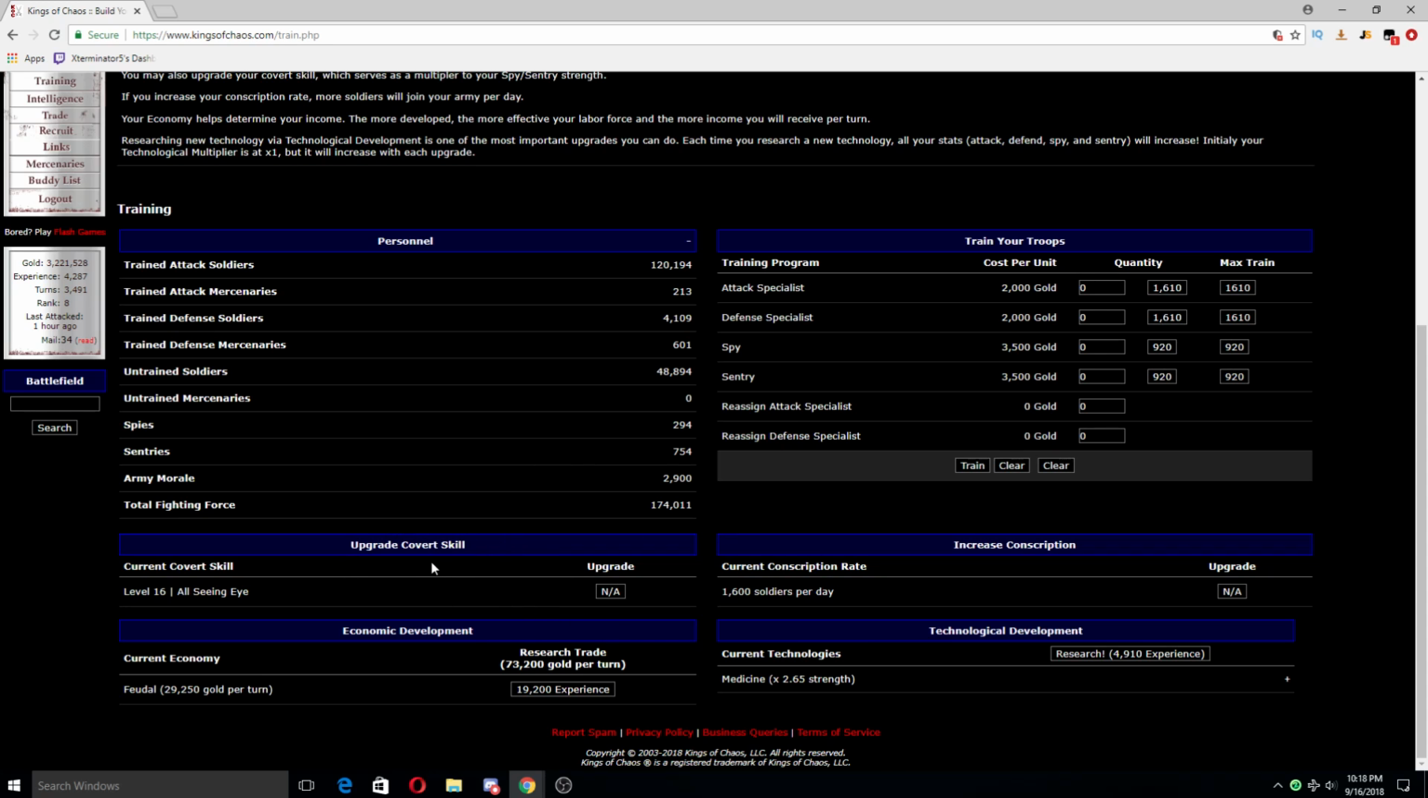And covert skill, you want to get that pretty much as quick as you can. They're very cheap. In the beginning of the age, they're not super cheap, but within a couple days, they're super, super cheap. So you can get those easily. Each one increases your spy entry by 60%, which is pretty huge.